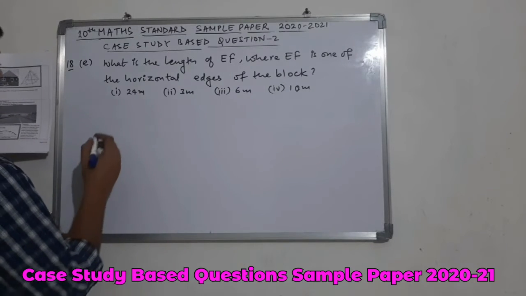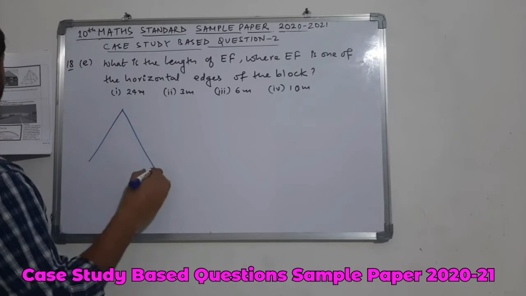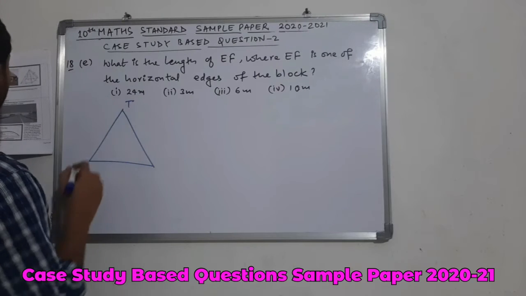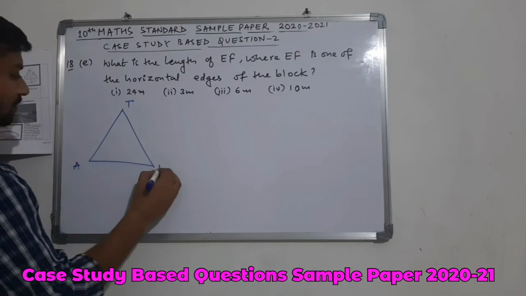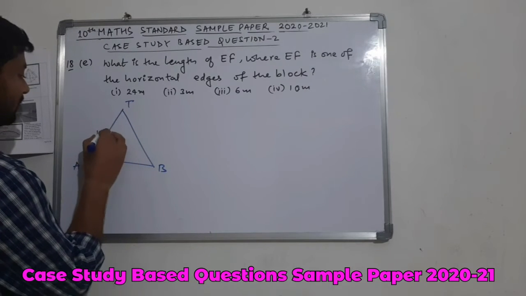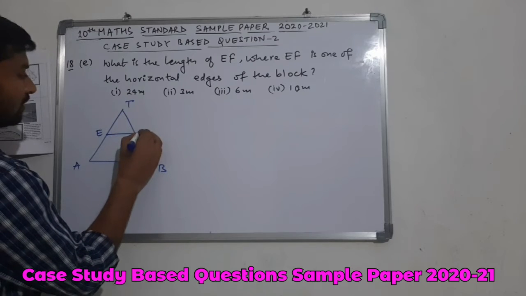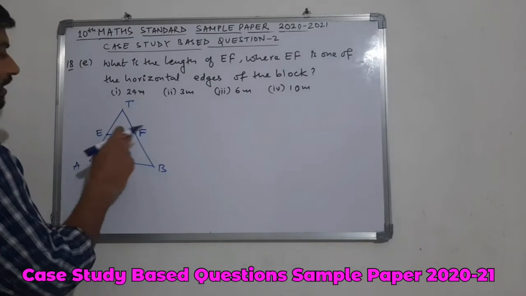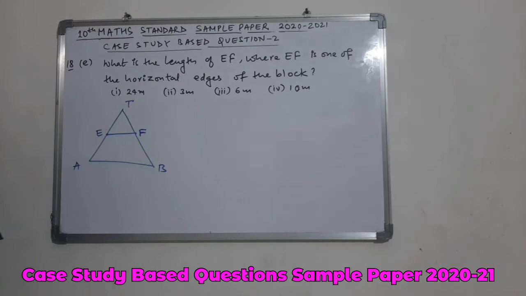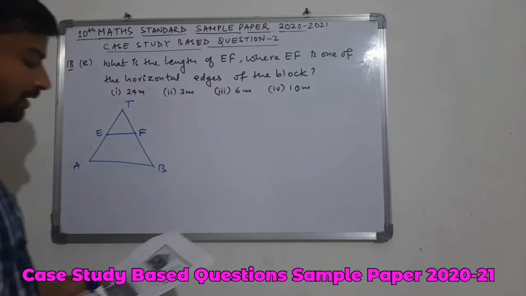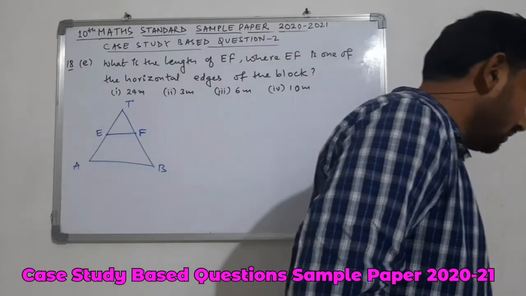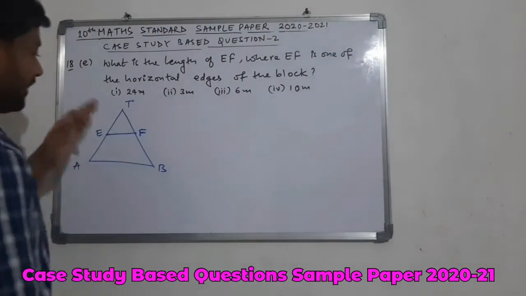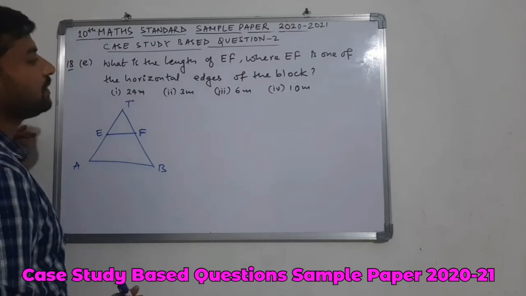Clearly in the figure it is something like this. If we look at the figure, we have this information like this point is T, this is A and this one is B, and here we have point E and point F. In the description above the question, it is given that E and F are the midpoints of AT and TB respectively, and the total length of AT and TB is 12 meters each.